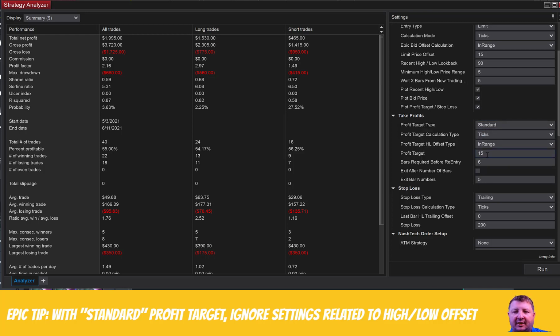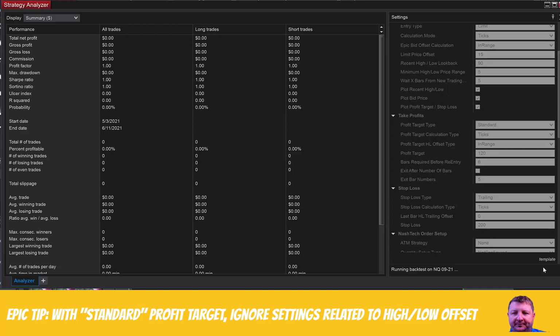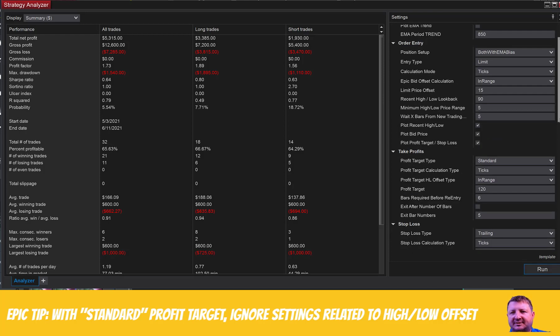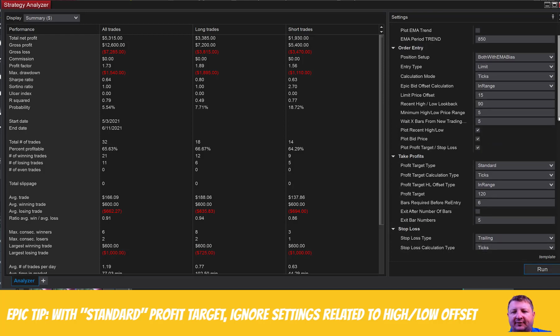So profit target, now that we're using standard, we're going to go for a lot more than 15. On the MNQ we'll go for something like 120. So this is really what backtesting is. You are looking at the variables, changing them, seeing the setups. Really, for backtesting like this, the best thing to do is just to go and see them on the chart. You can also go through the analysis.